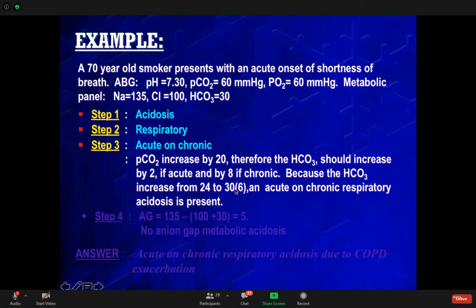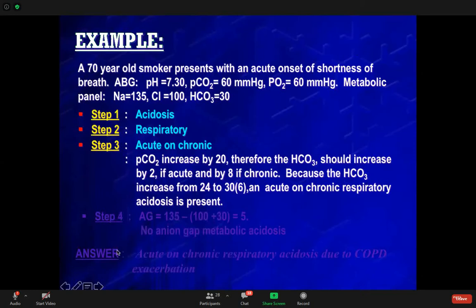So it's 30. So it's neither acute nor chronic. That means there's an acute on chronic respiratory acidosis. So this guy, because he's a smoker and he has COPD, most likely his normal bicarb level is expected to be maybe 28. That's his normal bicarb level. And then the chronic, and he had an acute exacerbation. So that made him increase by 2 to 30. Is this part clear? Just open the chat. So this is most likely an acute on chronic.